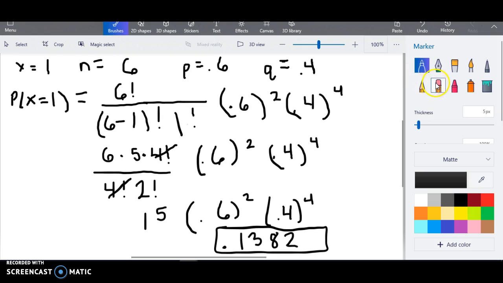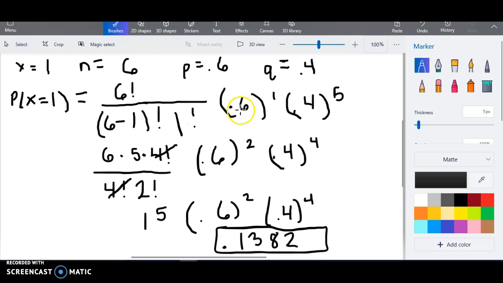Now, the exponent here is going to change. The 2 is going to change to 1. And instead of it being 6 minus 2 here, it's going to be 6 minus 1 here. So that would be 5, sorry. This number and this number should always add up to 6 because n is 6.